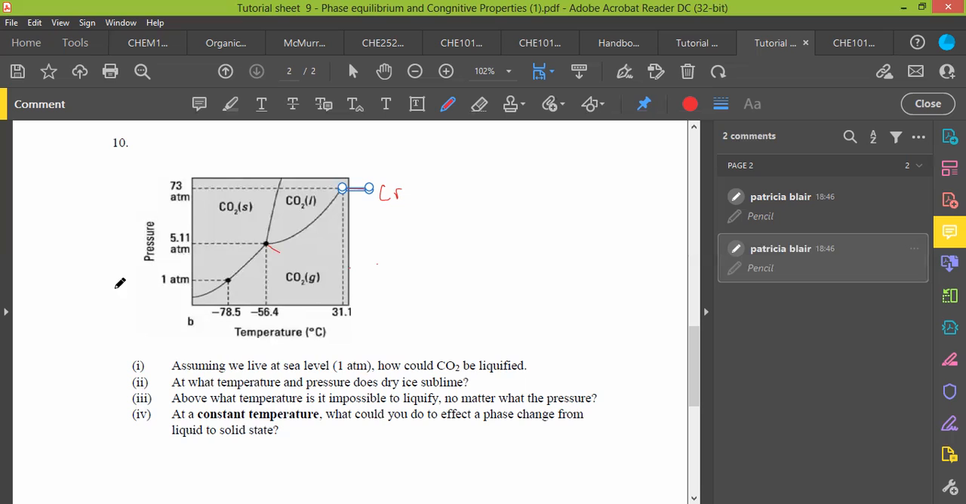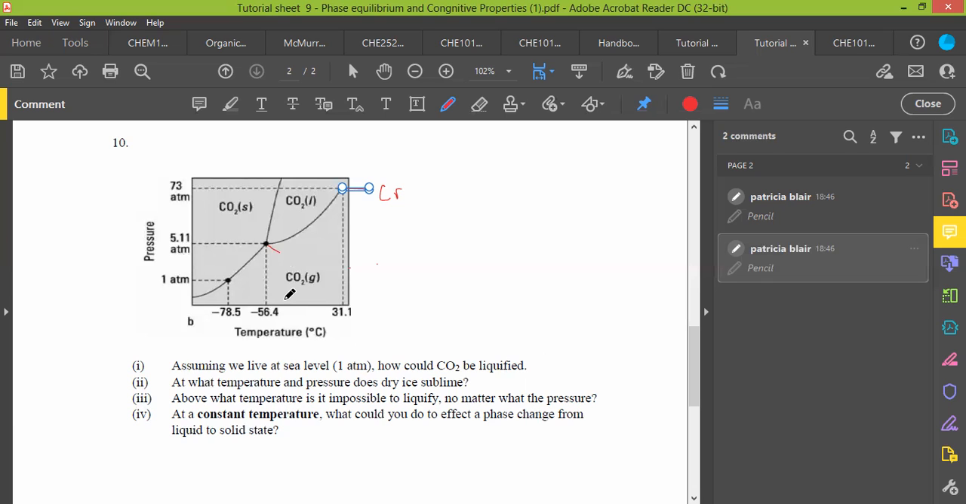So let us look at how we can now apply this picture in answering these particular questions down here. Assuming we live at sea level where the atmospheric pressure is 1 atm, how could carbon dioxide be liquefied? So how would you turn carbon dioxide into a liquid? Okay, so you have carbon dioxide, a gas here. You live here. How would you turn it into a liquid?